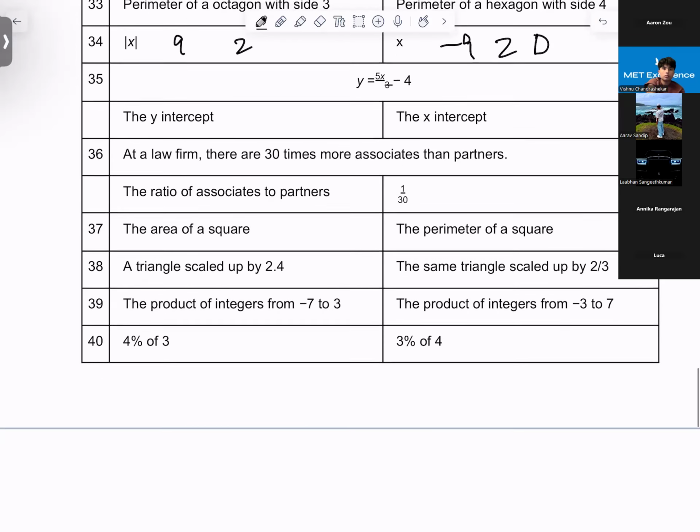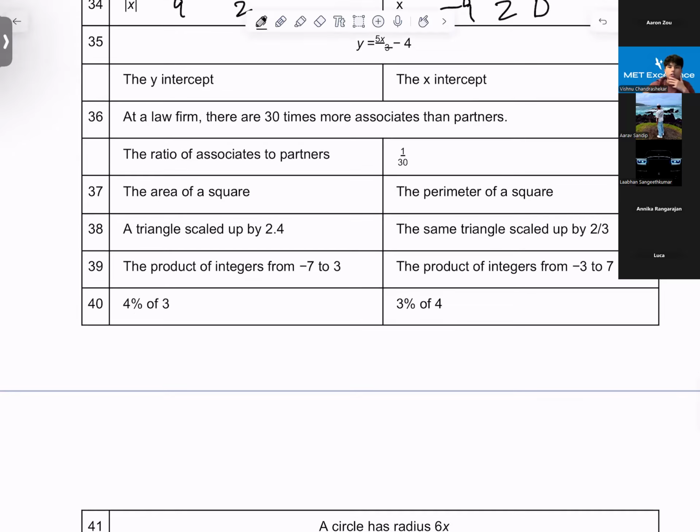For this one, when you set x equal to 0, the y-intercept would be -4. And to find the x-intercept, you set y equal to 0. If we solve for that, we should be left with 2.4, which is greater than -4. So here, quantity B would be bigger.